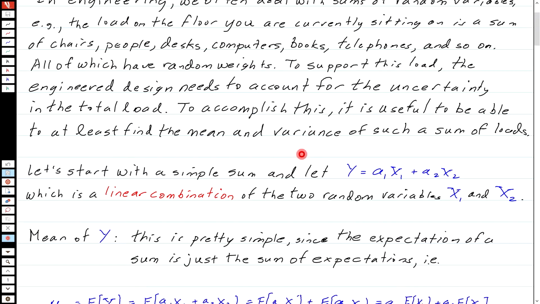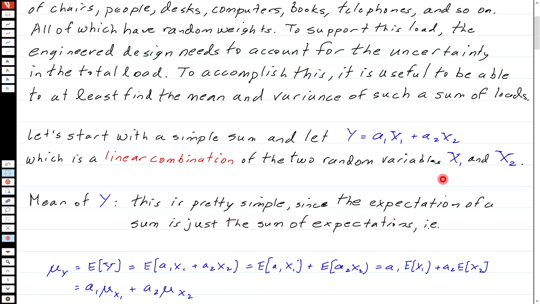So to illustrate this, let's start with a simple sum and let y, our sum, be equal to a linear combination of two random variables x1 and x2. By linear combination, I mean the sum of the two, but possibly with some coefficients. So y is equal to a1 x1 plus a2 x2.